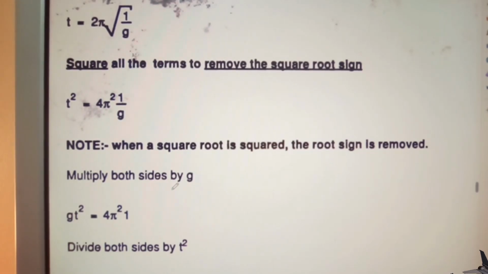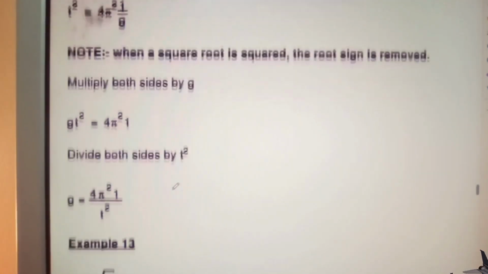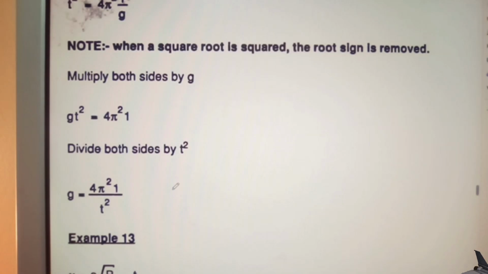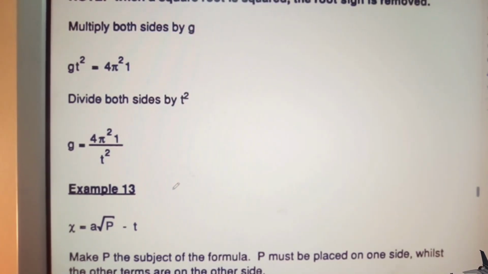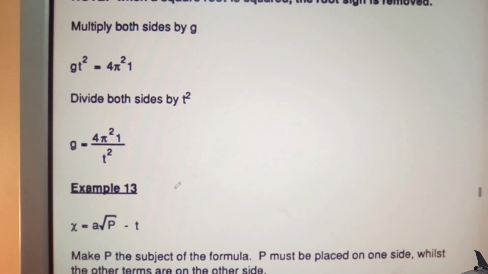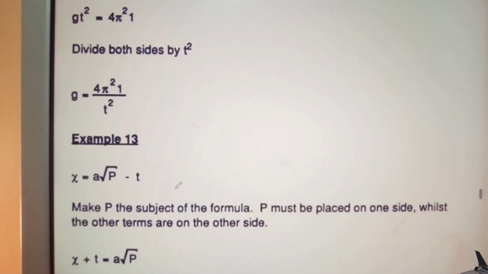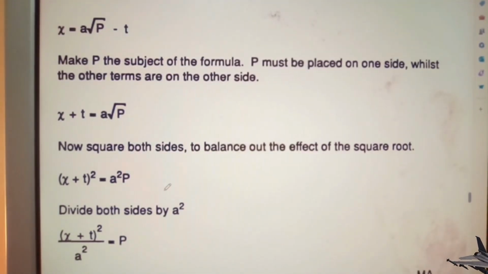Now when a square root is squared, the root sign is removed. Remember that, okay? Now again, practice, practice, practice.